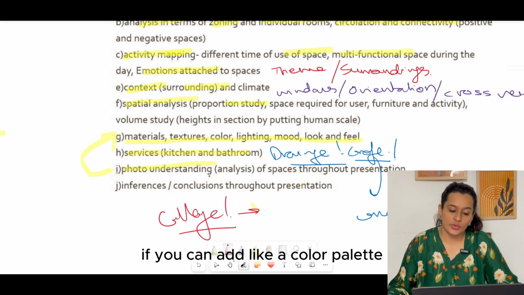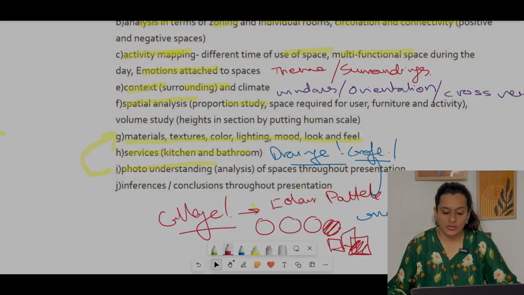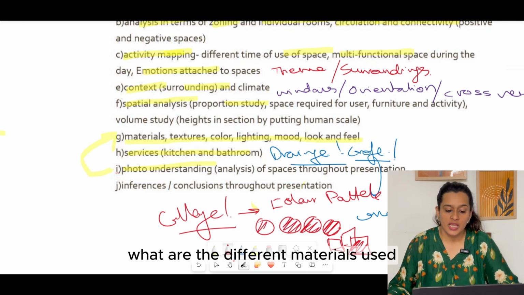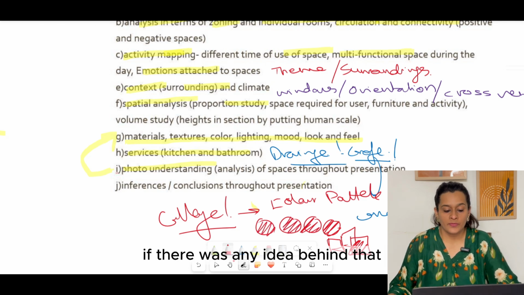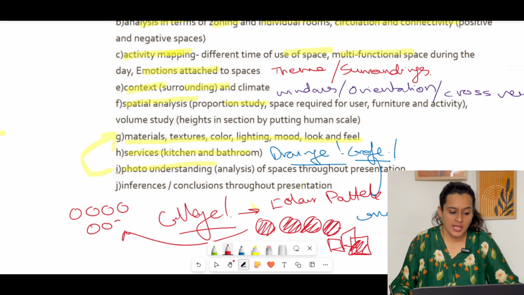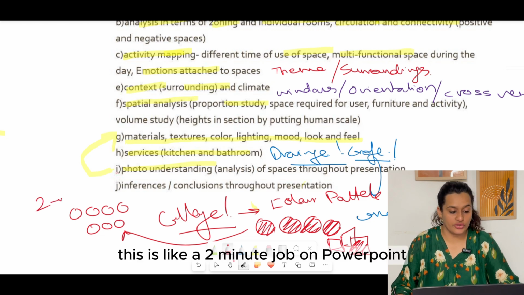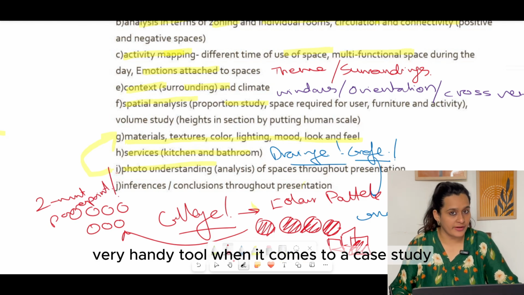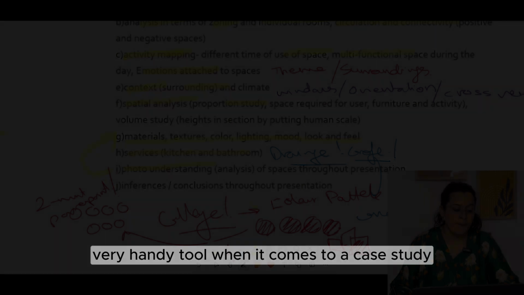Along with that, if you can add a color palette, just showing what are the different colors used, what are the different materials used, if there was any idea behind that. And this is something, even if it's not given in your case study, you could go ahead and make it on your own. This is like a 2-minute job on PowerPoint, and PowerPoint is a very, very handy tool when it comes to a case study.